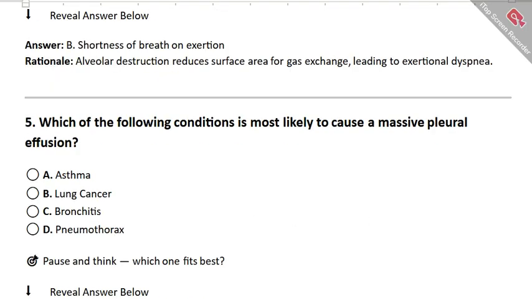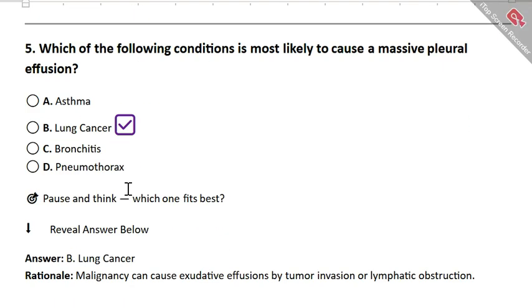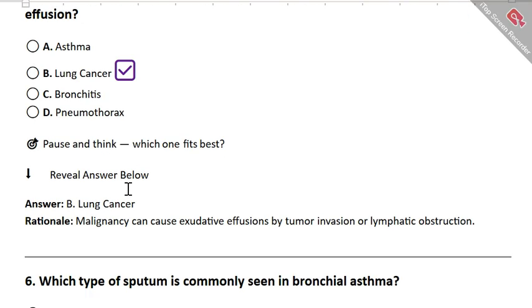Which of the following conditions is most likely to cause massive pleural effusion? Pleural effusion. The correct option is option B, lung cancer. Let's move to the next question.